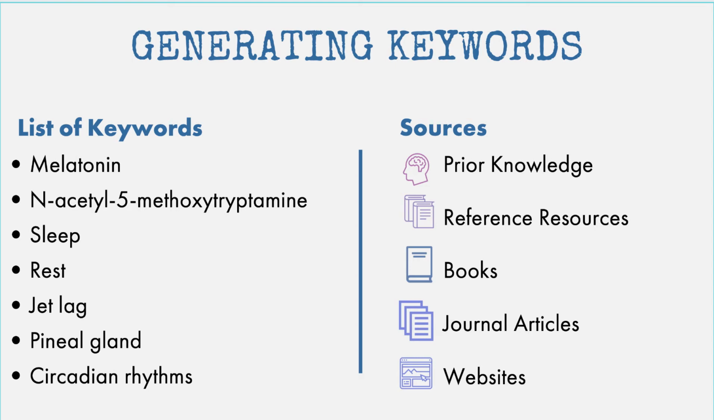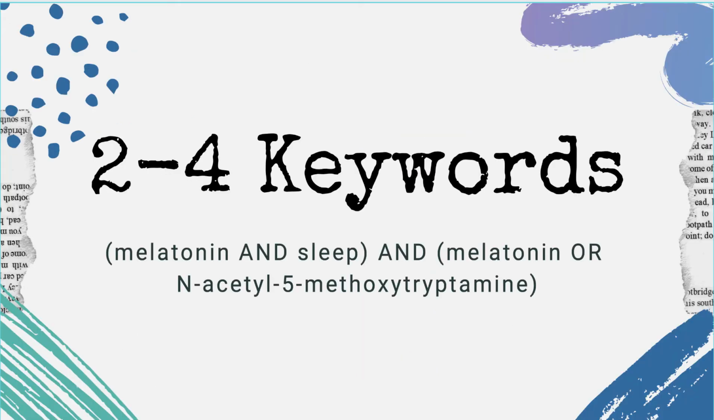There are many types of sources you can use for research, including prior knowledge that you might have, reference resources that provide background information on your topic, books that can give a deeper understanding of your topic, websites that may add to your research, and finally journal articles. We are going to learn how to search for peer-reviewed journal articles today.